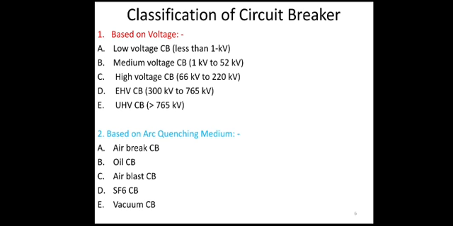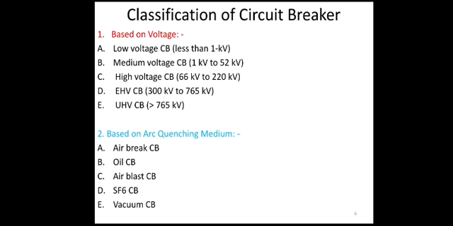Firstly, the low voltage circuit breaker. These types of circuit breaker are installed whenever the voltage is less than 1 kilovolt. The next one is medium voltage circuit breaker. These types of circuit breaker are installed where the voltage is between 1 kV to 52 kV. The next one is high voltage circuit breaker. These types of circuit breaker are installed where the voltage is between 66 kilovolt to 220 kilovolt.